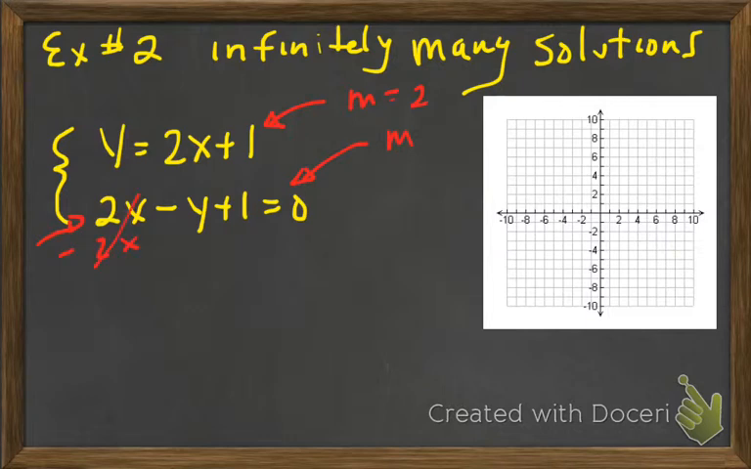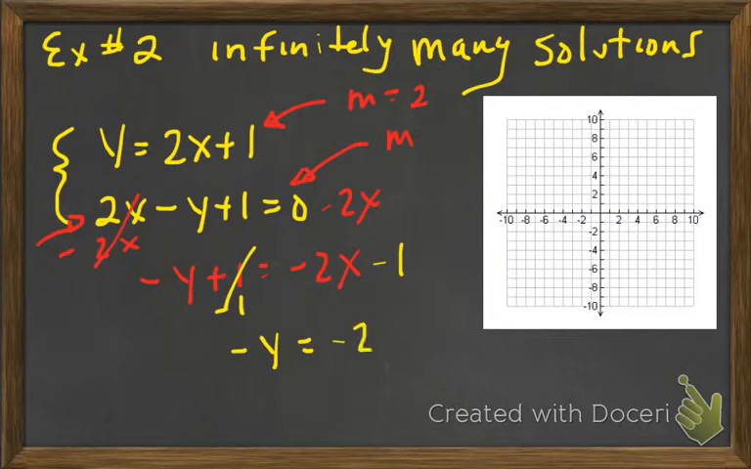So there's a couple moves that we can make. We can actually rewrite that equation as minus y, plus 1. And that is the same as negative 2 times x. Well, we still have to move over this 1, so we can subtract 1 from both sides and rewrite our equation. Negative y, or negative 1 times y, is the same as negative 2 times x minus 1.